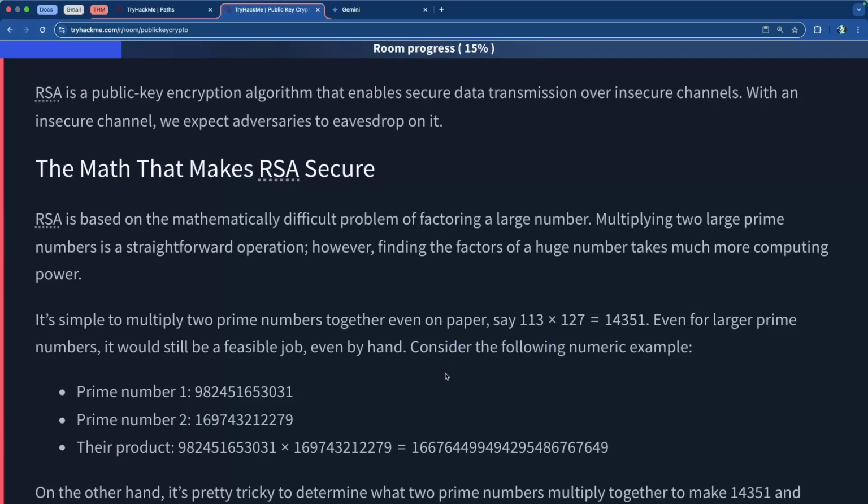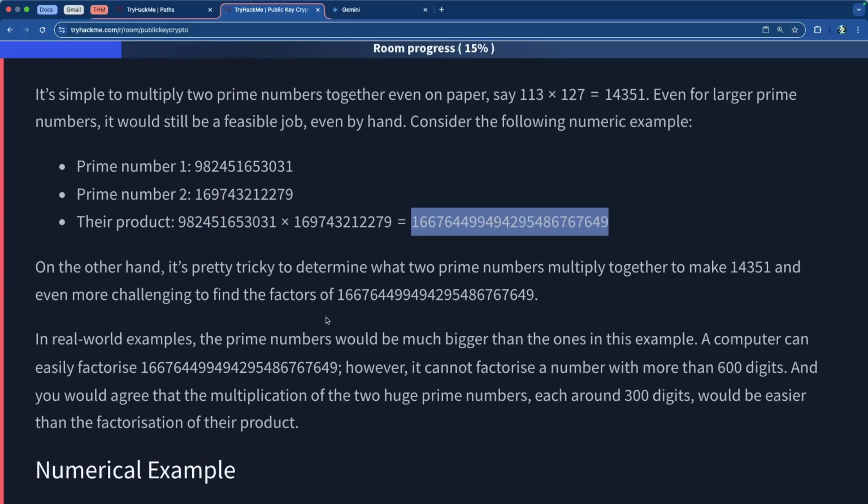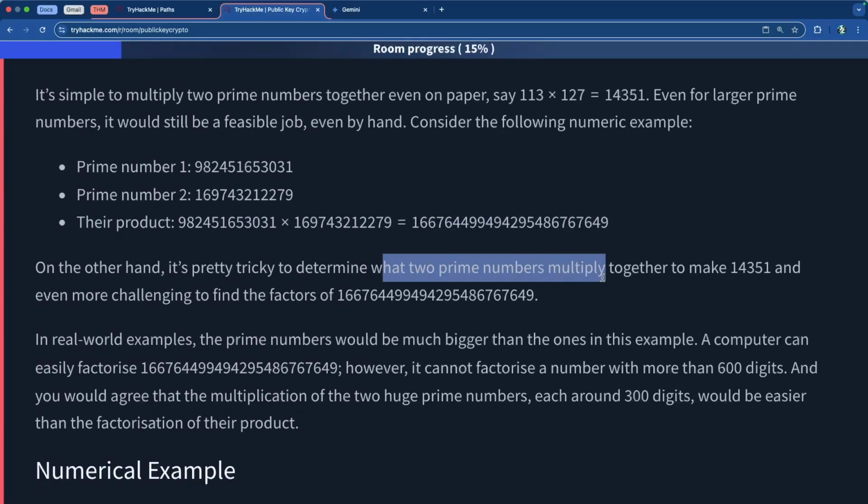Consider the following numeric example. Prime number 1 is this, prime number 2 is this. So when you multiply that, you get this massive number right here. On the other hand, it's pretty tricky to determine what two prime numbers multiply together to make 14,351, and even more challenging to find the factors of this massive result right here.